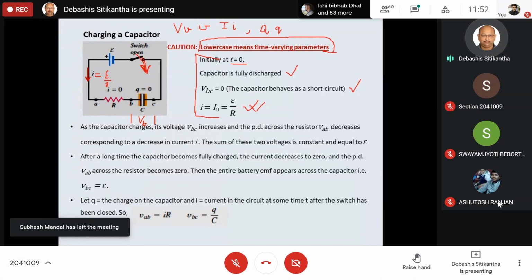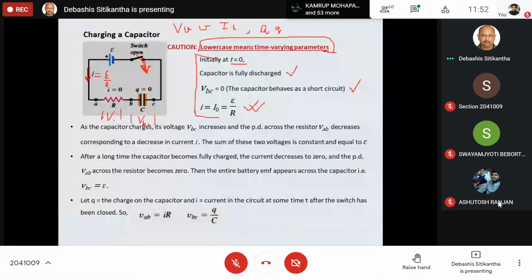The voltage across this resistance is VAB. As the capacitor charges, its voltage VBC increases and the potential difference across VAB decreases. Why? Because VAB is nothing but I into R, and I starts decreasing. But the sum of the total voltage in the circuit is still the same. That means VAB plus VBC is still equal to E.